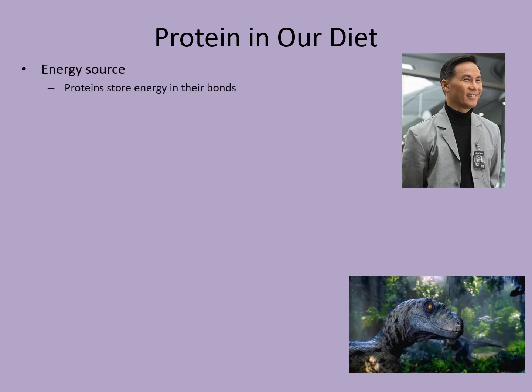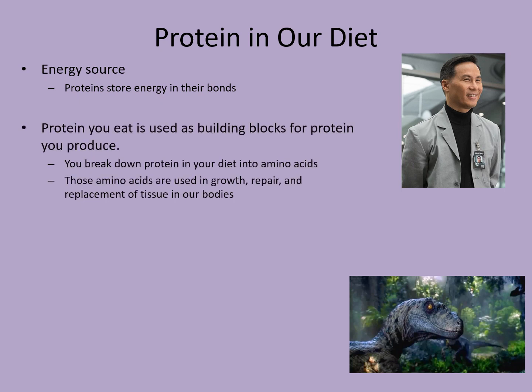In our diet, protein is an energy source. Proteins store energy in their bonds. And then the protein that you eat is used as building blocks for protein that you produce. So you break down protein in your diet into amino acids. Those amino acids are then used in growth, repair, and replacement of tissues in the body. So you break down the protein to get to the amino acid pieces, and those get sent off to the different areas of your body for whatever function you need them for.